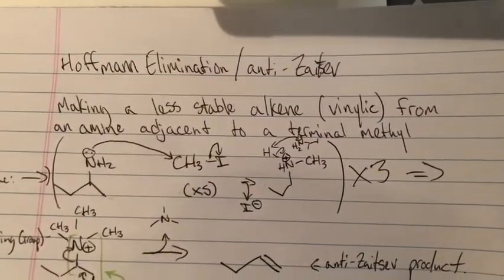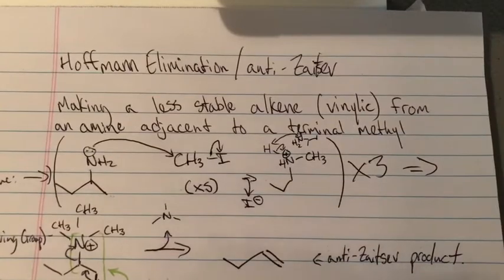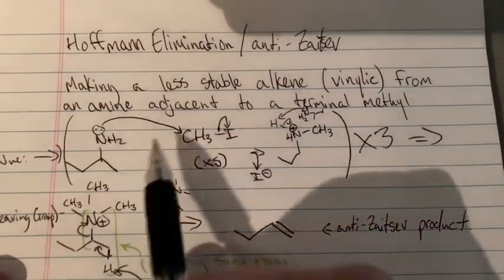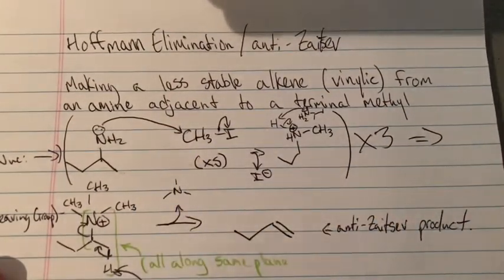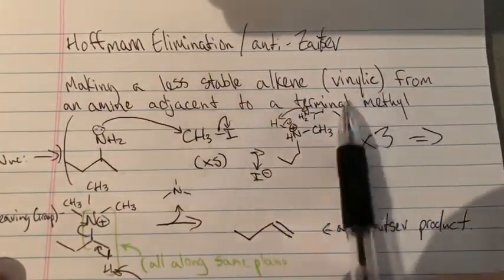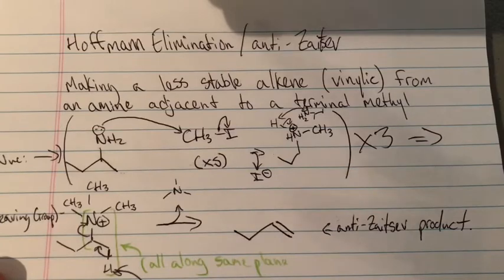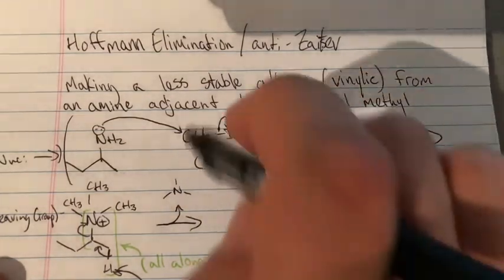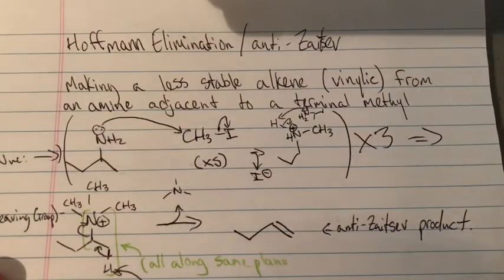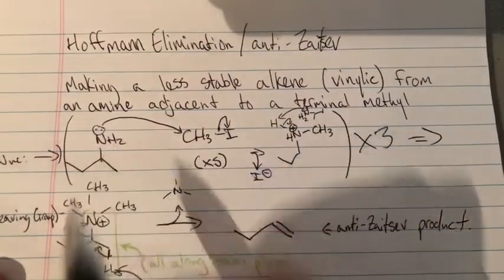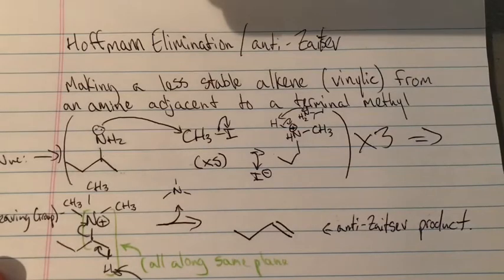Okay, last thing on the list, and then we'll do one synthesis experiment, and you can turn this off and enjoy your day. How about that? Let's look at Hofmann elimination or anti-Zaitsev product formation. This is taking a less stable alkene. This is a vinylic product from an amine adjacent to a terminal methyl. So in other words, right here, this is, say, 2-aminobutane.